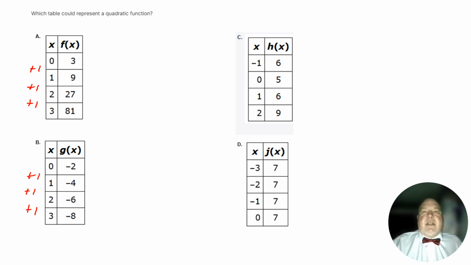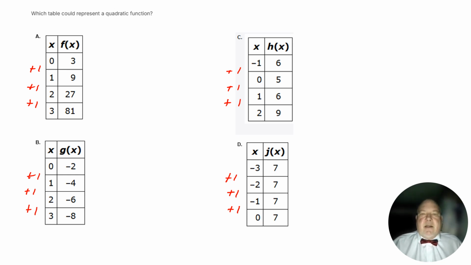And so in C it goes from -1 to 0. That's +1, +1. And it doesn't have to be +1. They just have to be constant. Okay. This one, -3 to -2 to -1. That's +1, +1, +1. All right. So now we're going to focus on the y values, or the f of x values.